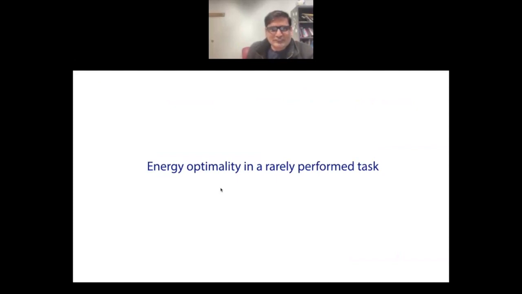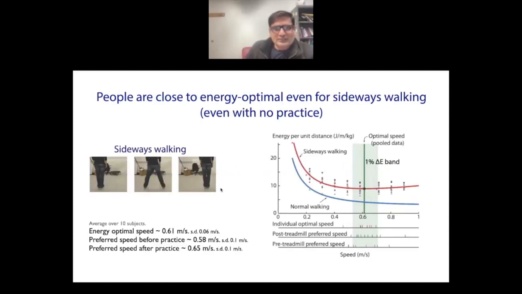Feel free to stop me, other people as well. Okay. So we'll just go through a bunch of different tasks for the rest of this talk. Here's energy optimality in an unpracticed task. This is work by Matt Hanford in the lab around 2010 or 11.